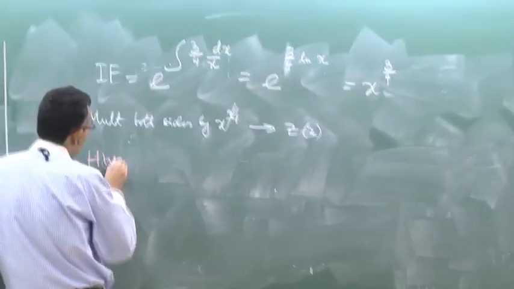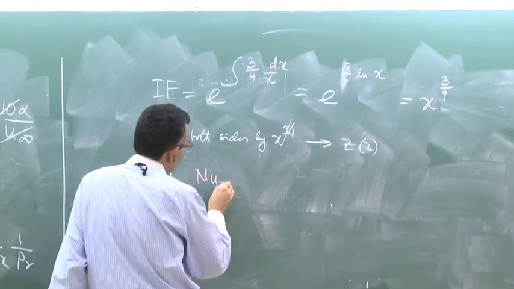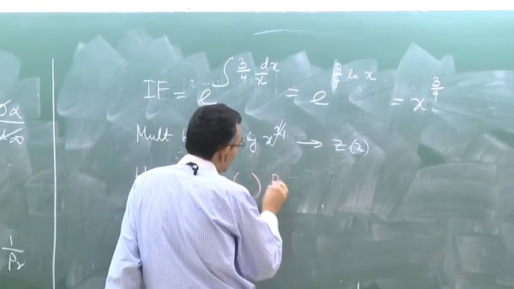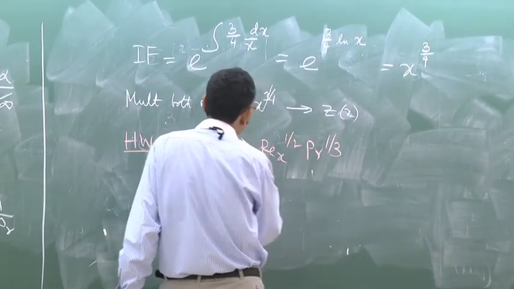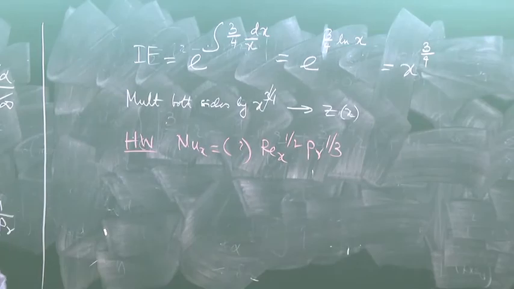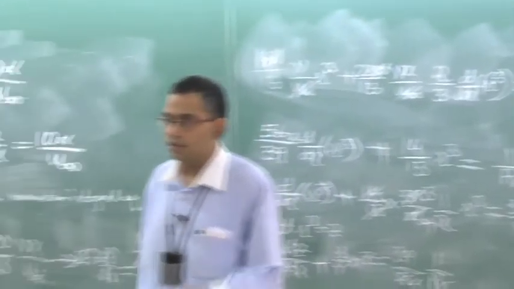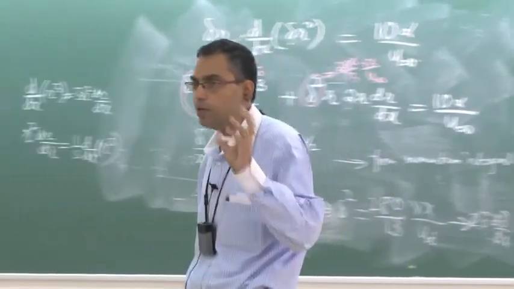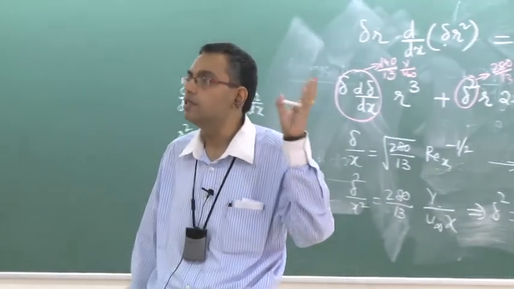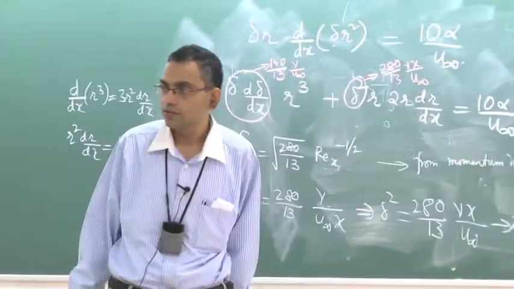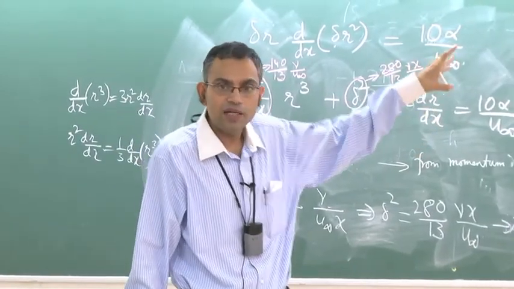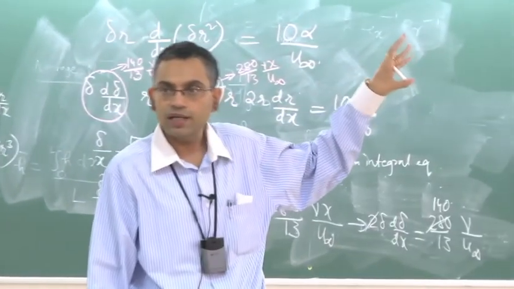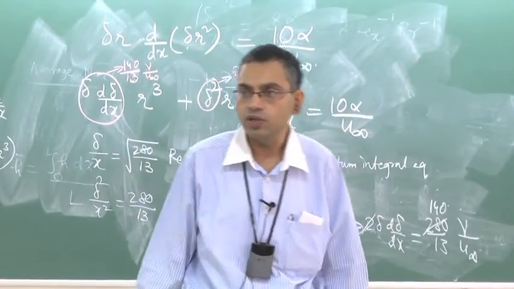So this is like the homework that I am leaving to you. Find out the Nusselt number is equal to some constant into Reynolds number to the power half into Prandtl number to the power 1/3. What is this constant? If you have done it correctly, it will come out to be something in the range of 0.33. So please complete this, but I have done enough number of steps so that the remaining should be easy for you to complete.